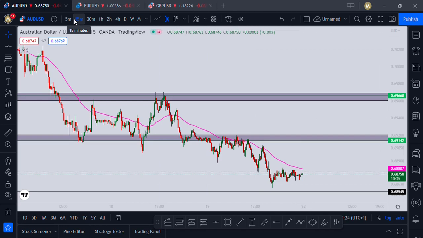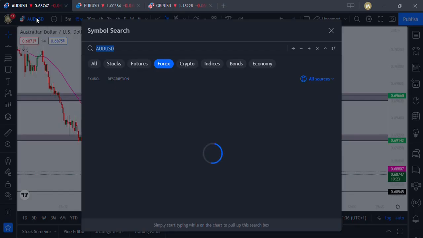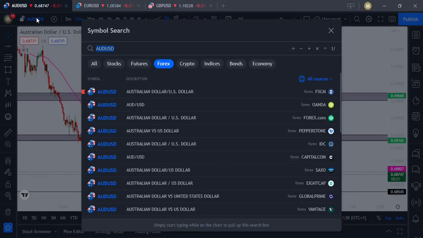I'm gonna be breaking down AUD USD, GBP USD, EUR USD, and also DXY. So let's start with DXY, because that's how you know if the US dollar has strength.